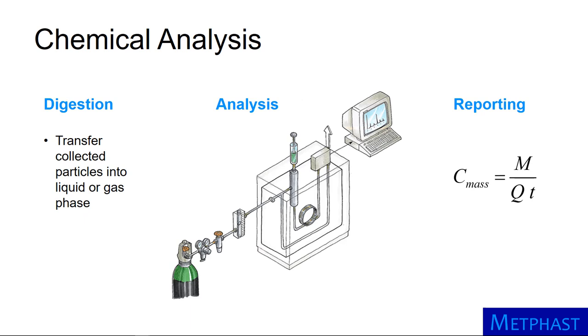Alternatively, particles collected on a filter can be analyzed chemically. First, the filter with the collected particles is transferred into a phase suitable for analysis. This process is called digestion. Second, the digestate is analyzed by one of many different analysis techniques, with output being related to the mass of particles of a particular composition deposited on the filter. Lastly, the concentration is calculated in the same way as gravimetric analysis, except that the mass is determined chemically rather than on a balance.